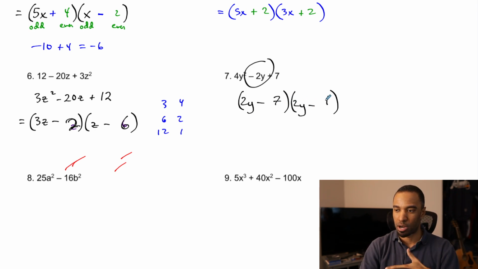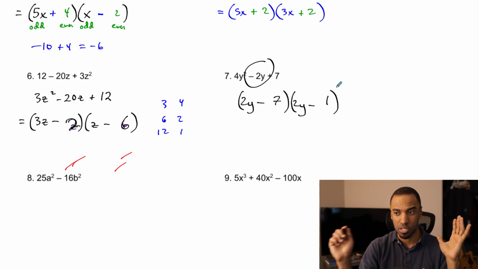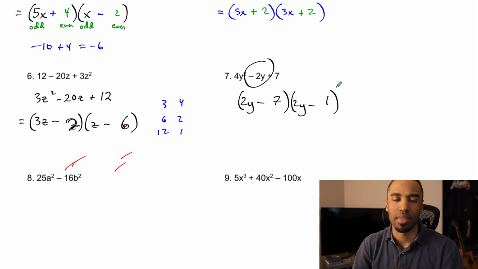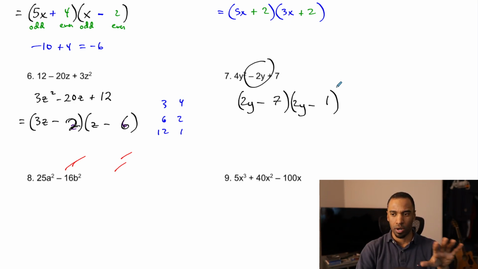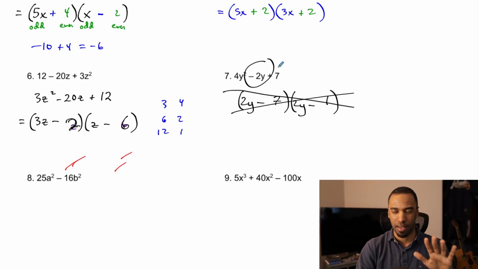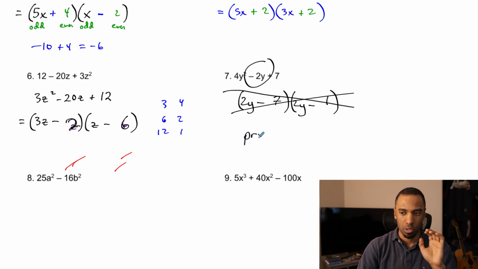Because the 2s are the same, it doesn't matter where I put the 7 and the 1, especially since signs are the same. That gives me negative 16. That number's going to get way too large there. It's not going to work. This one does not work either. This is not factorable. This thing is prime. That's still my go-to with that.